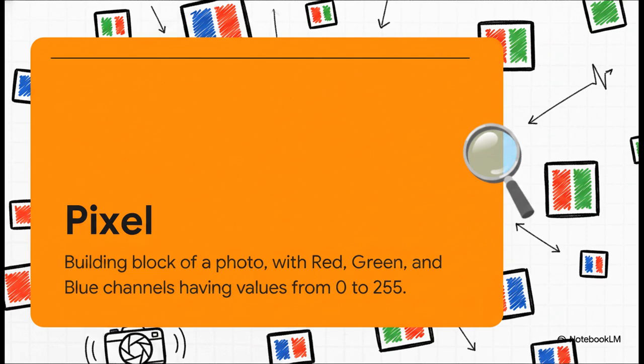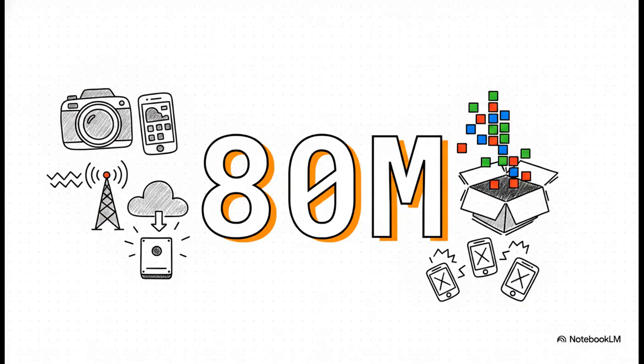Now, think about your modern 12-megapixel smartphone camera. Every time you hear that shutter click, it's instantly generating 12 million of these complex pixels. As you can guess, that data adds up incredibly fast. To really put that into perspective, just one single high-quality raw image can easily demand 80 million bits of data just to perfectly record all those red, green, and blue values.